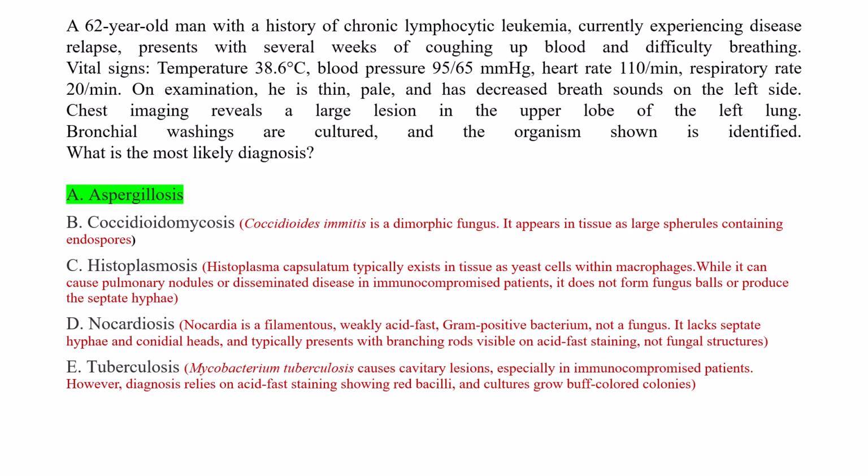And option E is incorrect because Mycobacterium tuberculosis causes cavitary lesions, especially in immunocompromised patients. However, diagnosis relies on acid-fast staining showing red bacilli and culture grows buff-colored colonies, which are distinctly different from fungal hyphae with conidial heads.